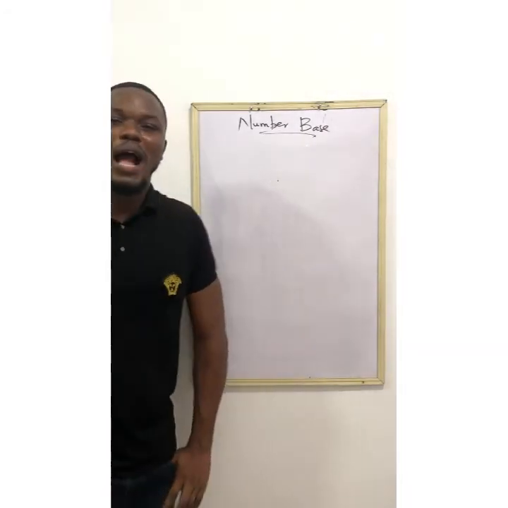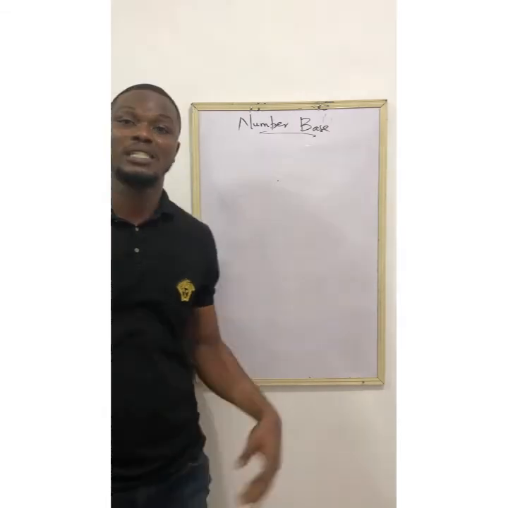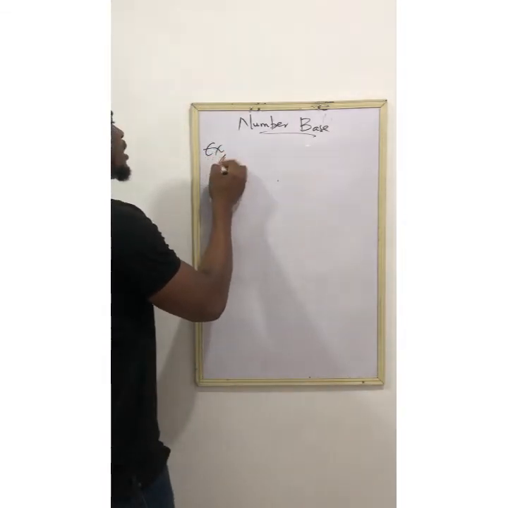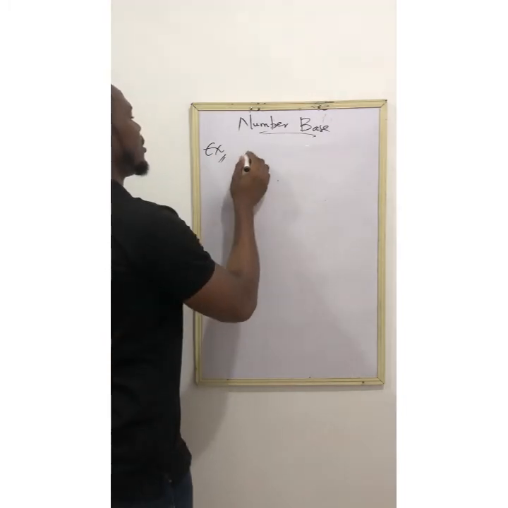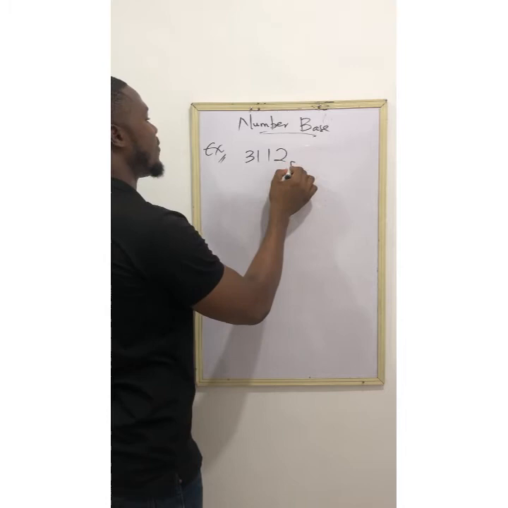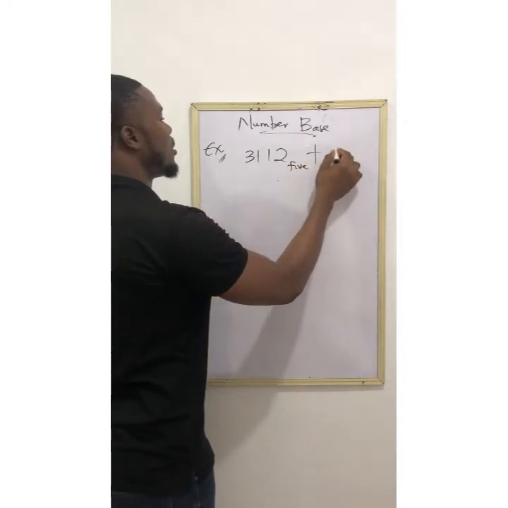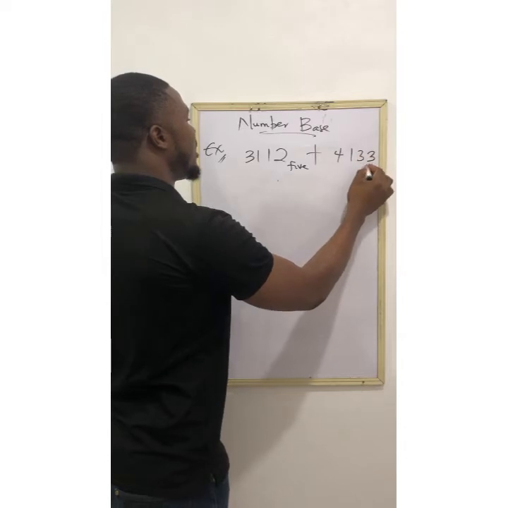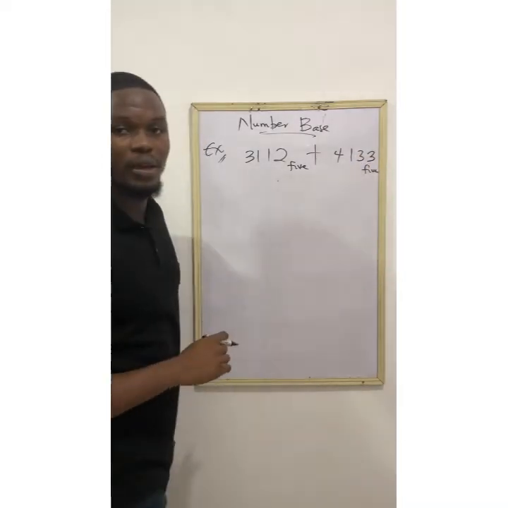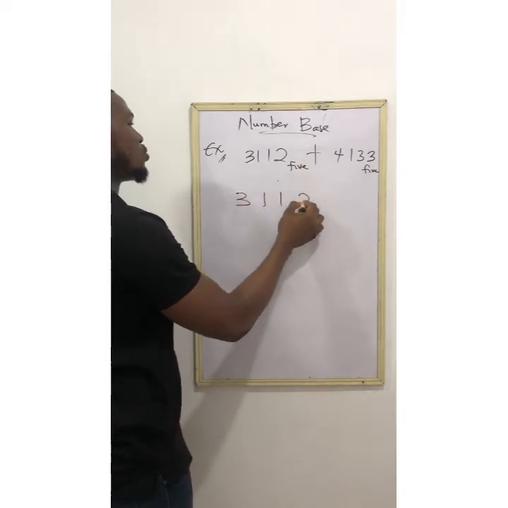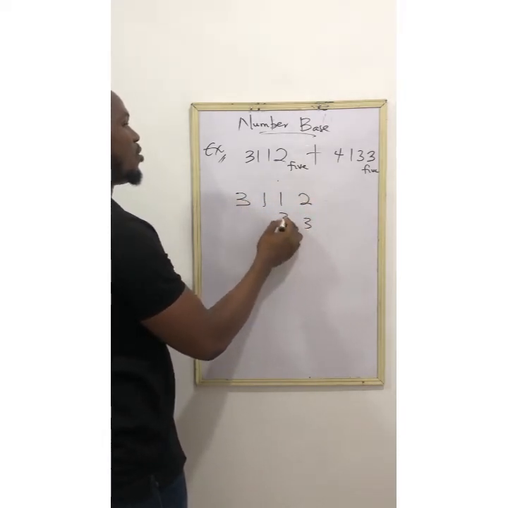Okay, so another kind of question we're looking at in number base is addition and subtraction. Example, if you're given 3112 base 5 plus 4133 base 5. So this is how you write it. You arrange 3112 and then 4133.